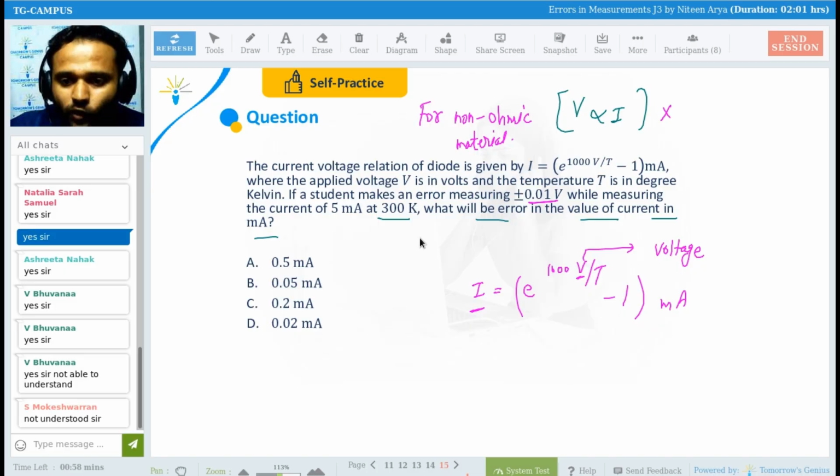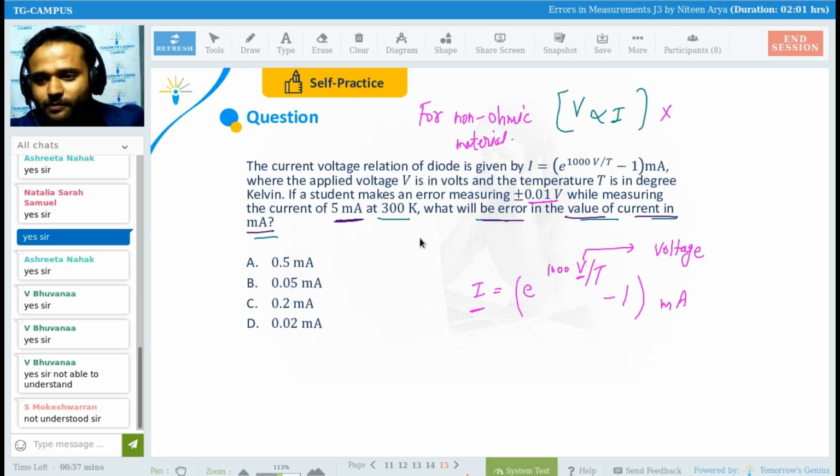Clearly mentioned here, if you focus, what will be the error in the value of current in milliampere? Because the current is observed in milliampere, so you cannot get the current error in ampere. It is not going to be. If you are finding a measurement in centimeter, the error is going to be in centimeter. Clear, Pradyuman sir?